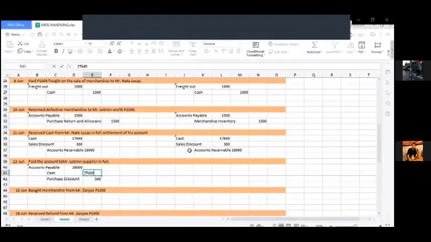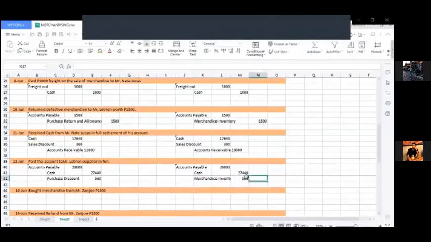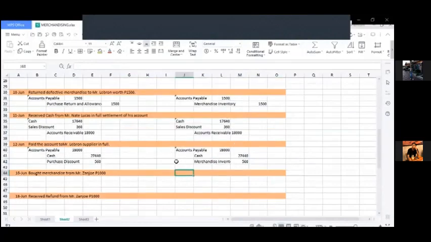So, pagdating naman ng perpetual inventory system, ano yung babaguhin natin dyan? So, yung purchase discount is papalitan natin yan ng merchandise inventory. Merchandise inventory. $560.